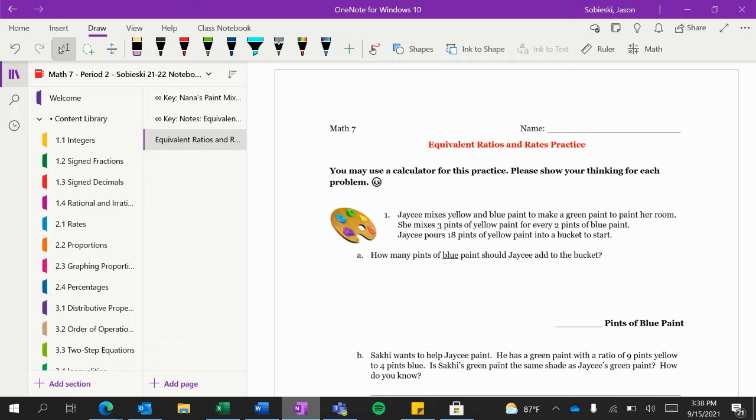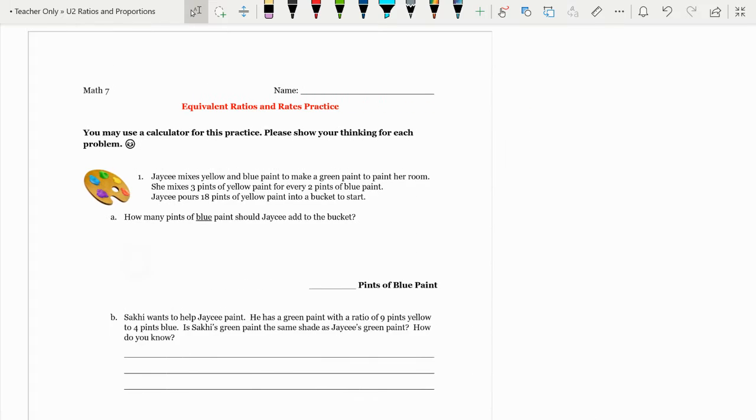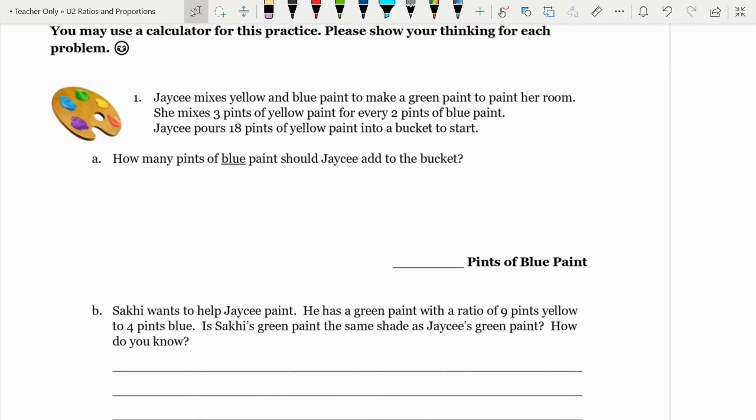Hey everyone, so in this video we are going to look over the equivalent ratios and rates practice. So question 1, we have JC mixing yellow and blue paint to make a green paint. So it looks like we are going to want to set up a ratio table. So we are dealing with yellow paint and blue paint. So we are going to set up our table.